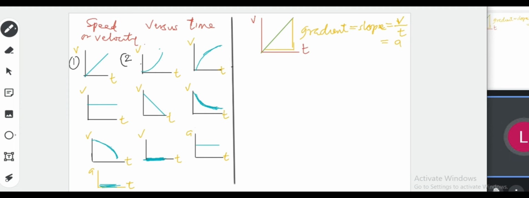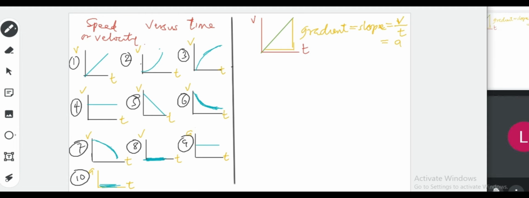1, 2, as we did in the other one, 3, 4, 5, 6, 7, 8, 9, 10. What's happening in number 1? Number 1 is acceleration. What kind of acceleration? Check the slope. Constant acceleration. Why did you say constant acceleration? Because it's moving up. Because the slope is constant. It's a straight line. So number 1 is constant acceleration. Let's write it. Number 1, constant acceleration.